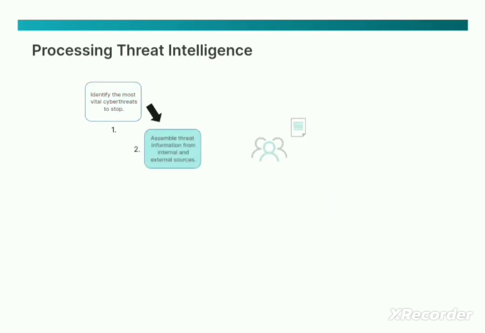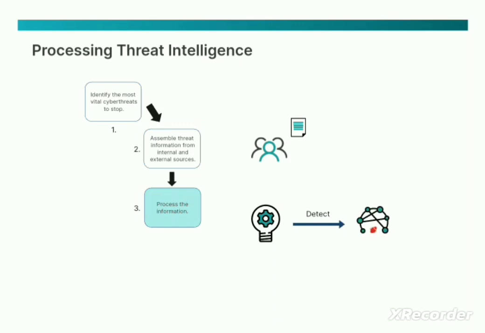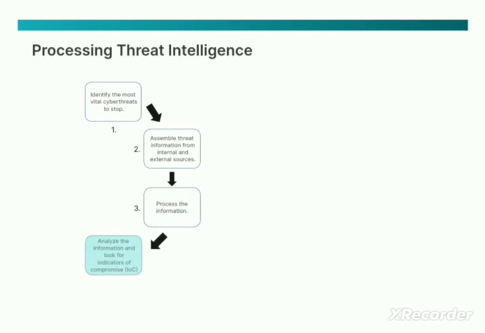Second, assemble threat information from your internal and external sources. Third, process this information. This might involve focusing on information that is most relevant to the primary threats that you identified in the first step. Processing will also likely entail defining baselines of normalcy in network activities. The purpose of this is to help you recognize abnormal network activities. By separating the noise from the signal, eliminating the inconsequential data, you are better able to focus on and process the relevant information. Fourth, analyze the information and look for indicators of compromise, IOC.